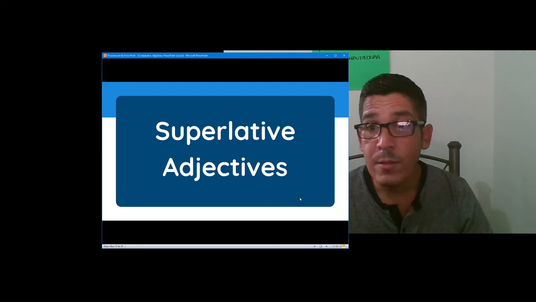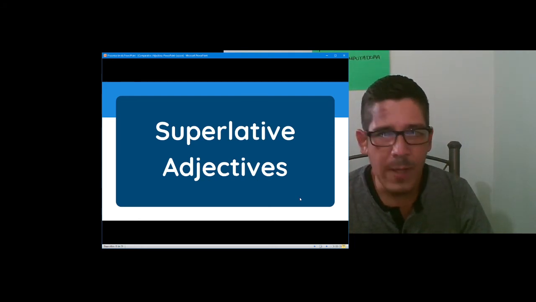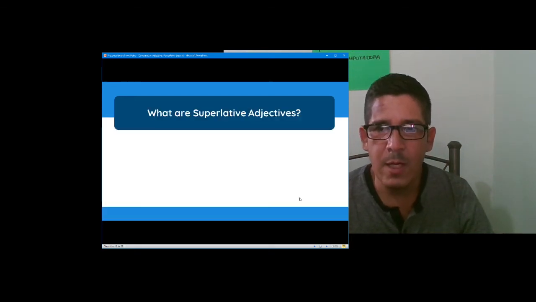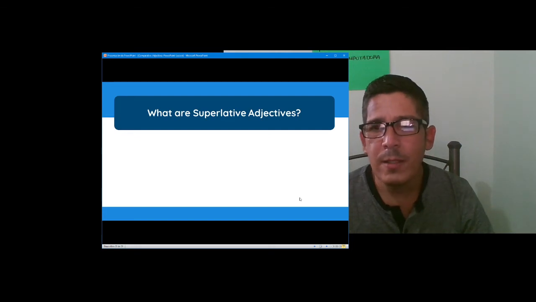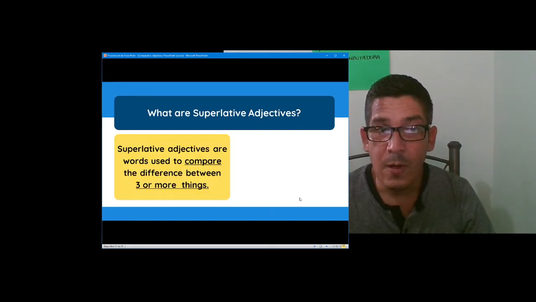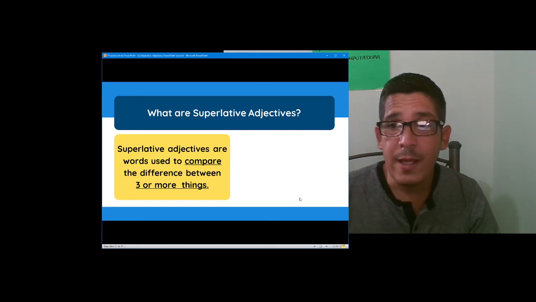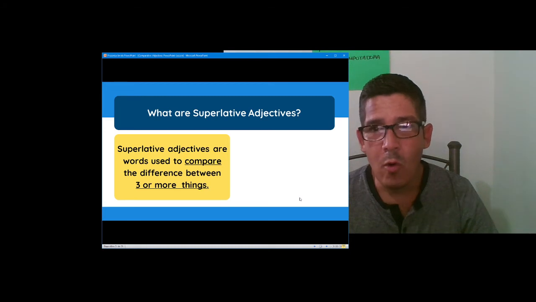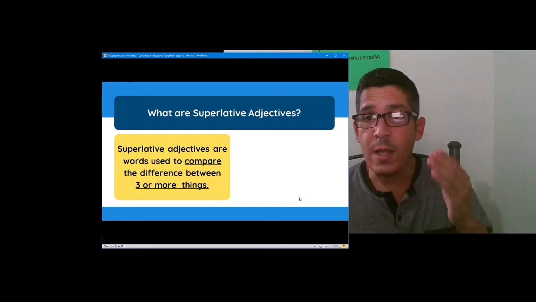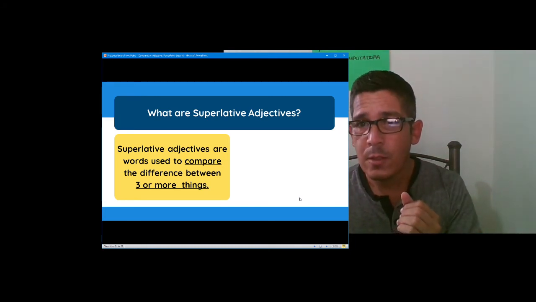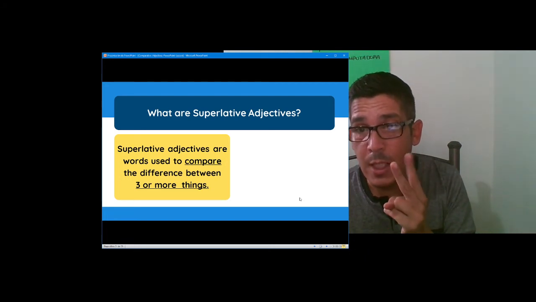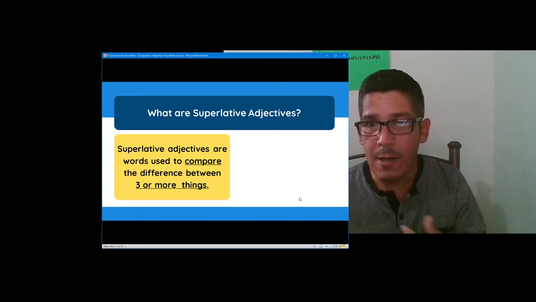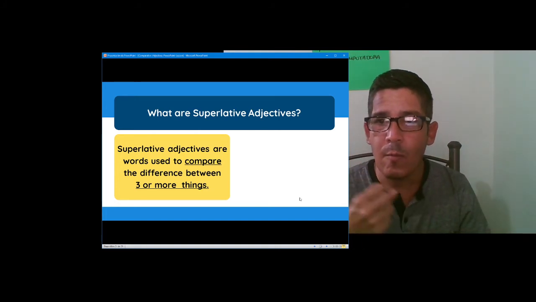Now, we also have superlative adjectives. Teacher, superlative adjectives, comparative adjectives, how can I make a difference between them? Well, what are superlative adjectives? Superlative adjectives are words that are used to compare the difference between three or more things. Okay, remember the comparatives are used to make the difference between two things, only two. The superlative are three or more things.